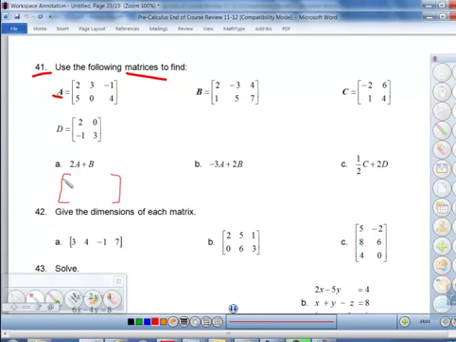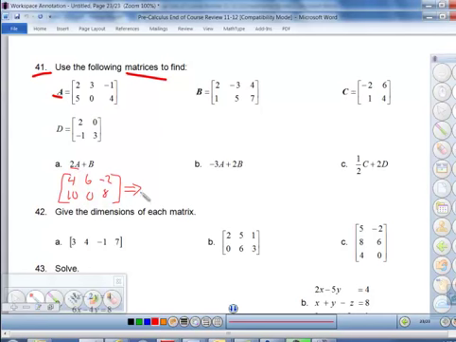So 2 times 2, that's going to be 4. 3 times 2, that's going to be 6. Negative 1 times 2, that's negative 2. 5 times 2 is 10. That's going to be 0. That's going to be 8. Okay, so this is A times 2. Now I have to add that to B.